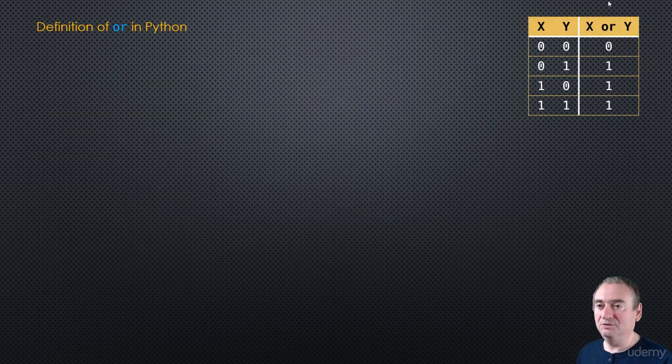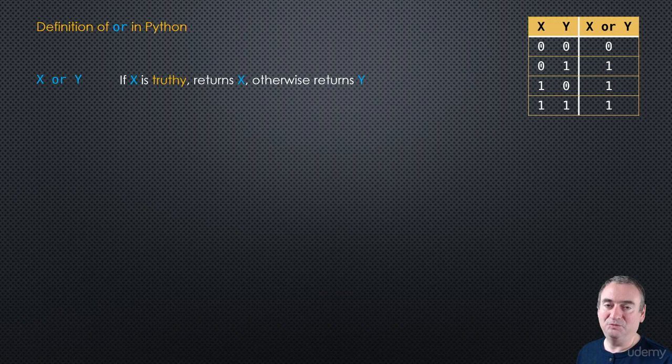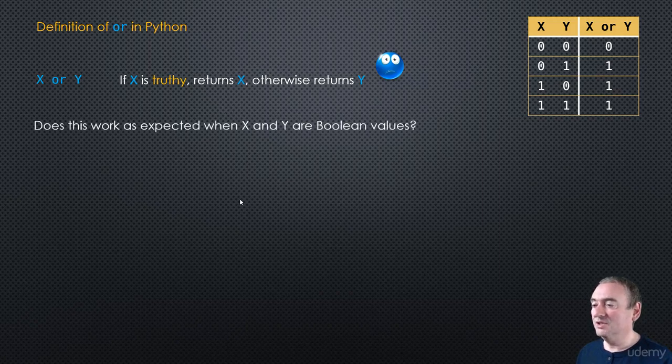And I'll just bring back the truth table for or right here. So x or y is defined this way. If x is truthy, it will return x, otherwise it returns y. And Bob here is a little puzzled, right? What's going on? This isn't the standard thing we think of when we think of the or operator. It's not a traditional way of teaching it. So does it work as expected with just Boolean values? If we just use x and y as Booleans, does this at least seem to correspond?